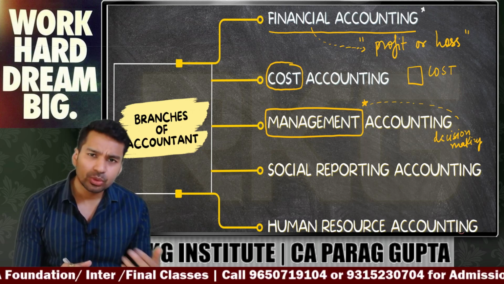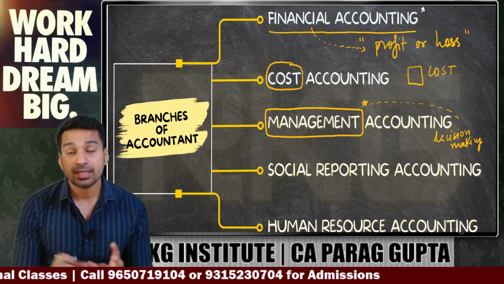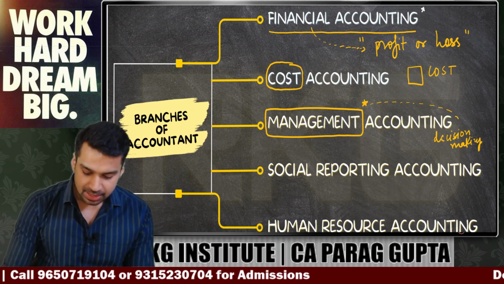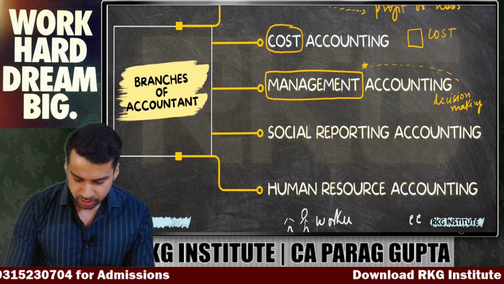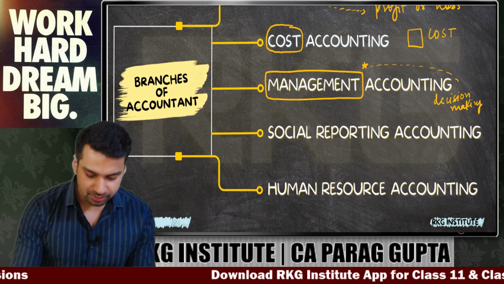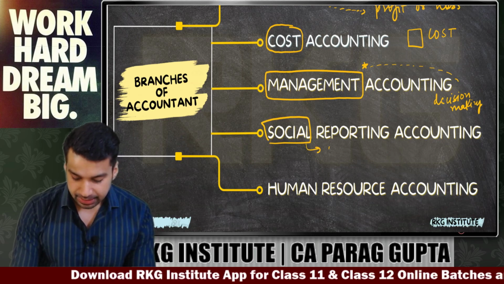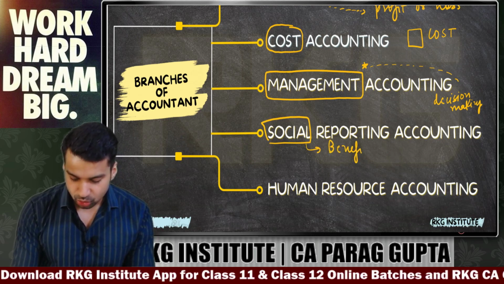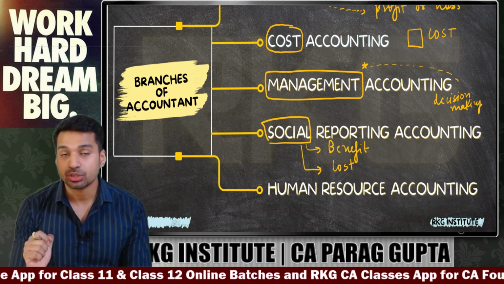There are other 2 branches of accounting as well. One is social reporting accounting and the other is human resource accounting. But these are not so relevant. Let me tell you, in social reporting accounting, there are 2 things that we are concerned with. One is social benefit and the other is social cost. Now what is social benefit and what is social cost?